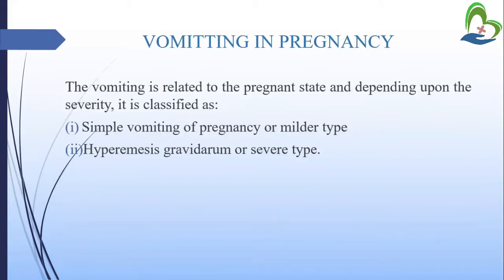Now we'll discuss vomiting in pregnancy. In that, two types of vomiting occur depending on the severity. The first is simple vomiting of pregnancy, the mild type, or hyperemesis gravidarum, the severe type.